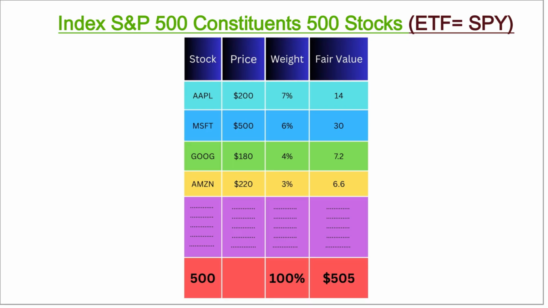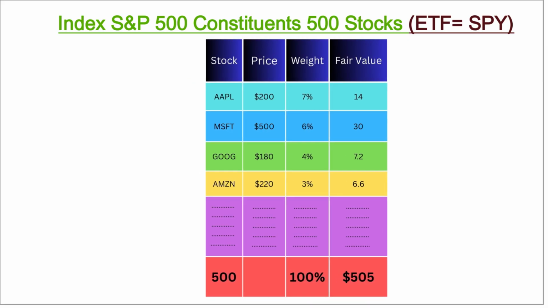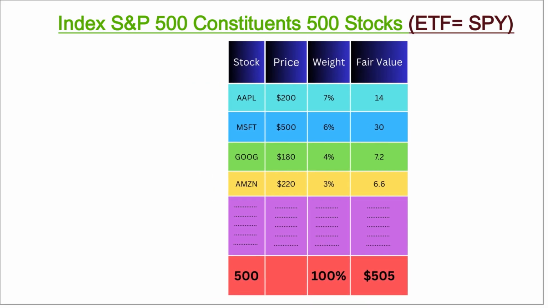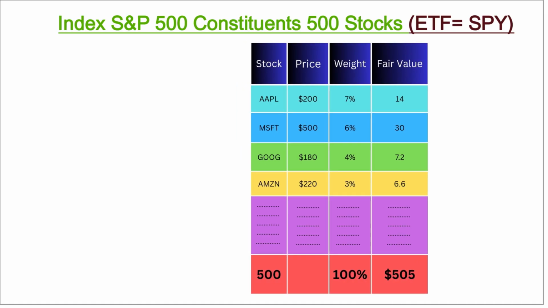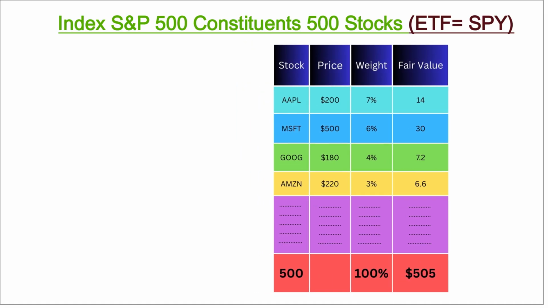Then the weight: Apple is 7% of the S&P 500 index, Microsoft is 6% weight, Google 4% weight and Amazon is 3% weight. Then you need to calculate the fair value for each stock. Let's say for Apple, 200 times 7% is 14, Microsoft is 30, Google is 7.2, Amazon is 6.2, and so on for all other stocks. So you need to calculate all these for all the 500 stocks, and if you add up all the weights, it will come to 100%.